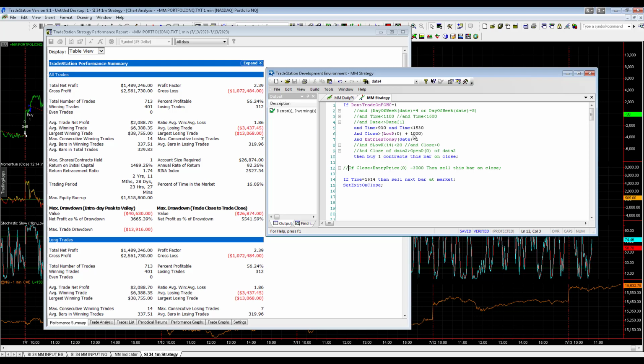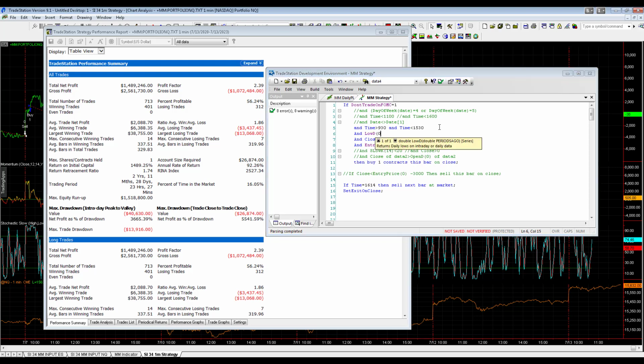If you do this, the close is greater than the low of the day plus 1,000, and you could say and the low of the day is less than negative 3,000, and then you come back and you get in at the greater than minus 2,000. So let's see how that works.